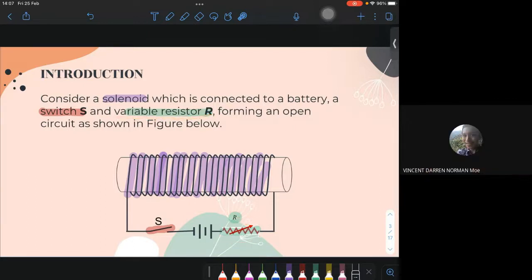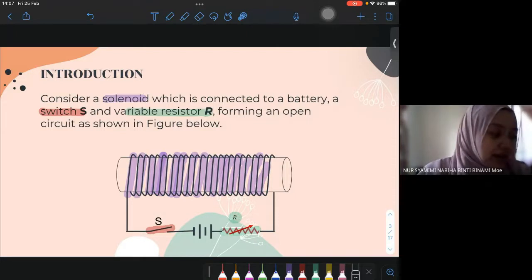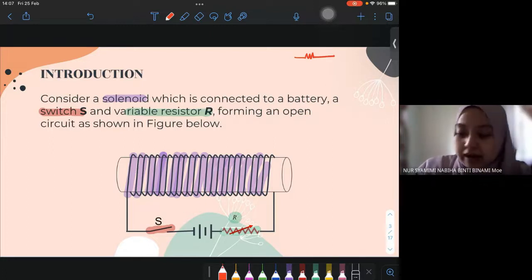To change the resistor. Yes, very good. To change the value for the resistor. Sebab, okay, kalau resistor, it's very simple. The symbol is like this. Okay, kalau variable resistor, dia akan ada anak panah dekat sini.